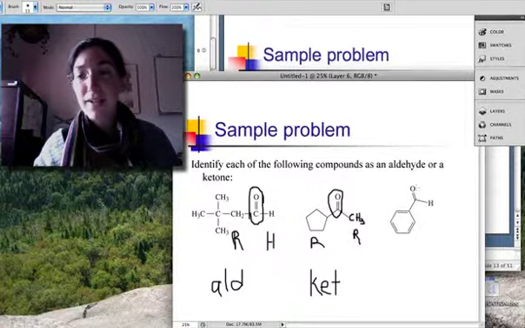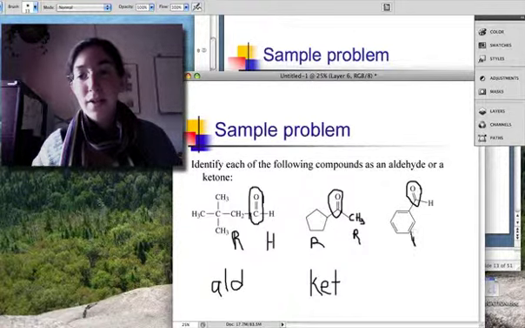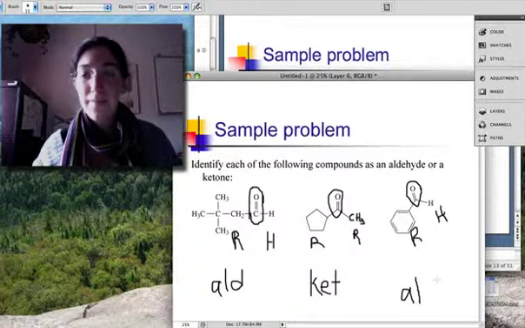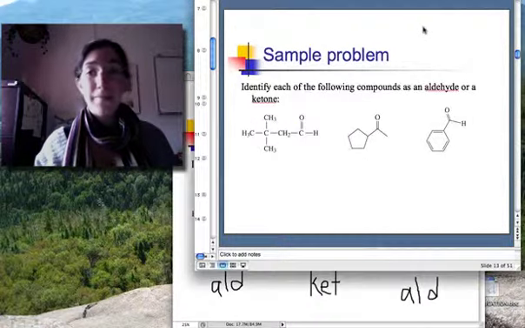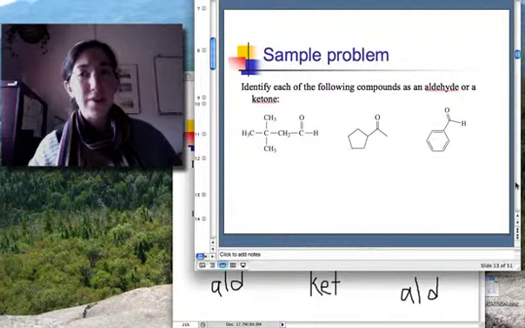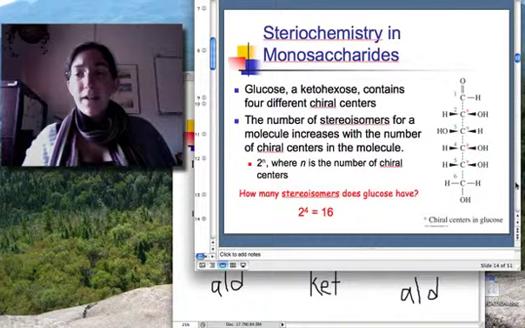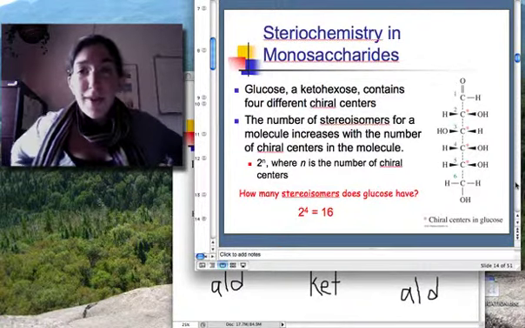The last one, here we go. Here's our carbonyl, and it's bonded to an R group on the left and a hydrogen on the right. So one R group means that it's an aldehyde, just like the first one. All right? Good job there. Practice more of those.